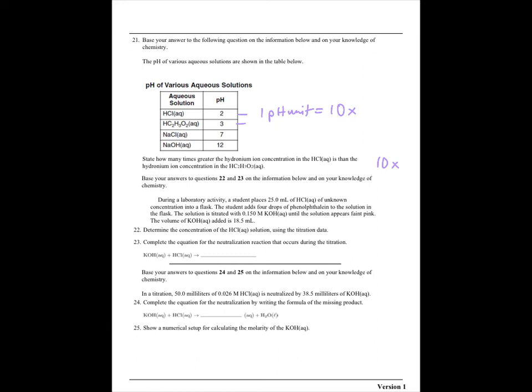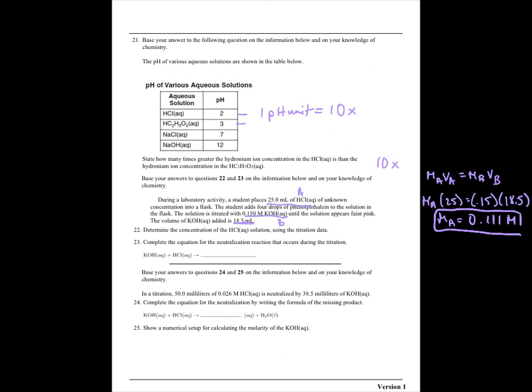Number 22. Determine the concentration of the HCl solution using the titration data. So we need to calculate this. Okay, so this is the acid, this is the base. MaVa equals MbVb. The molarity is what we're looking for of the acid. The volume is 25 milliliters. Molarity of the base is 0.15, and the volume is 18.5 right here. Plug and chug, and you get that the molarity is equal to 0.111 molar. Don't forget units, guys.